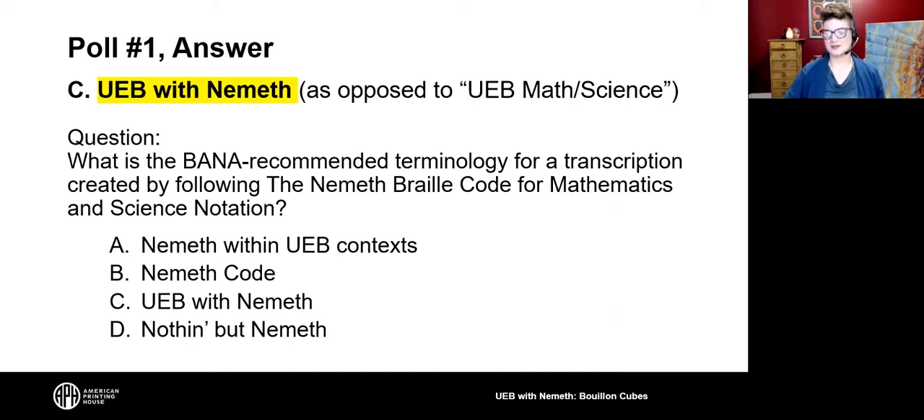Can I just confess to you all that when I made these questions, I really enjoyed making the option nothing but Nemeth, and I almost made it, oops, all Nemeth. Do you guys know about those, like the cereal that's Lucky Charms maybe says, oops, all marshmallows, or oops, all berries? It's Captain Crunch who says, oops, all berries.